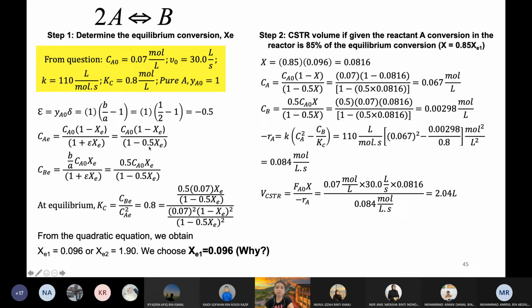Okay, so you replace your epsilon below as 1 minus 0.5 XE. Then you do it for CB, CB at equilibrium. So CB at equilibrium equals B per A, CA0 XE per 1 plus epsilon XE. From the equation, B per A is half, or 0.5, actually it's 1/2. CA0 we replace with 0.07. XE is what we want to find, and the bottom epsilon is the same, minus 0.5. So what you do is combine everything. If you notice, KC, we know the equilibrium constant, is 0.8. On the right hand side, you have replaced everything with values besides XE. So you can solve this, and you will be able to obtain XE.